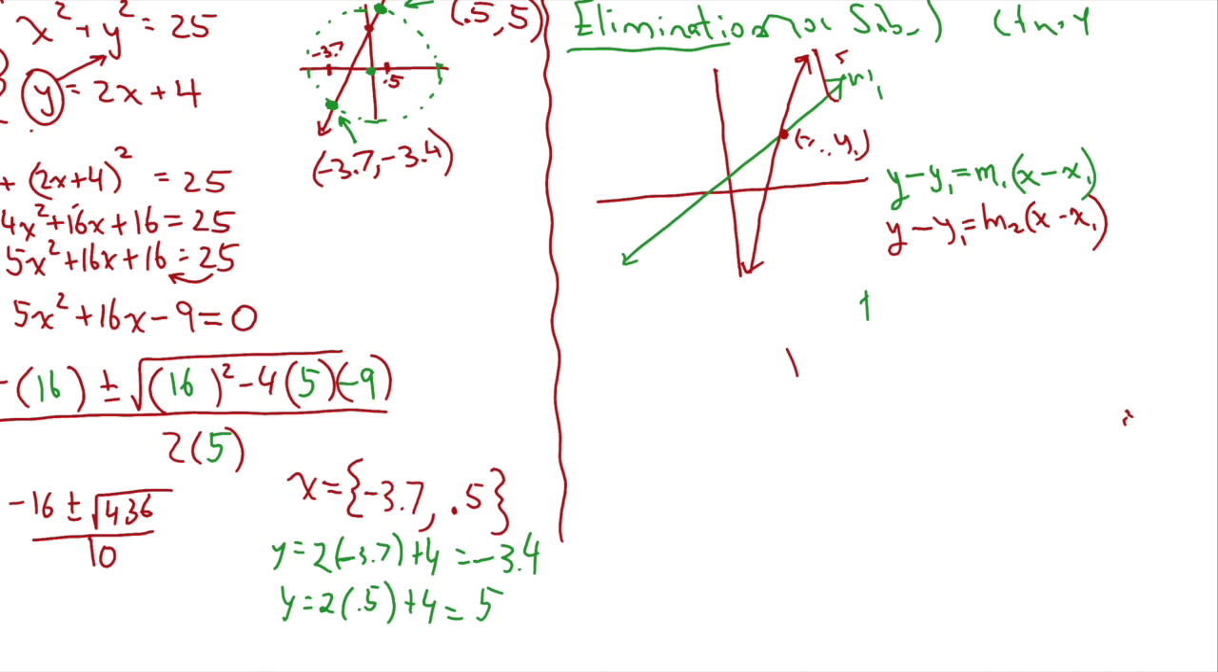If I take these two equations and I add them together side by side, what do you get? Well, what's y plus y? 2y. What's negative y1 minus negative y1? Negative 2y1. Equals, over on this side, m1 plus m2.